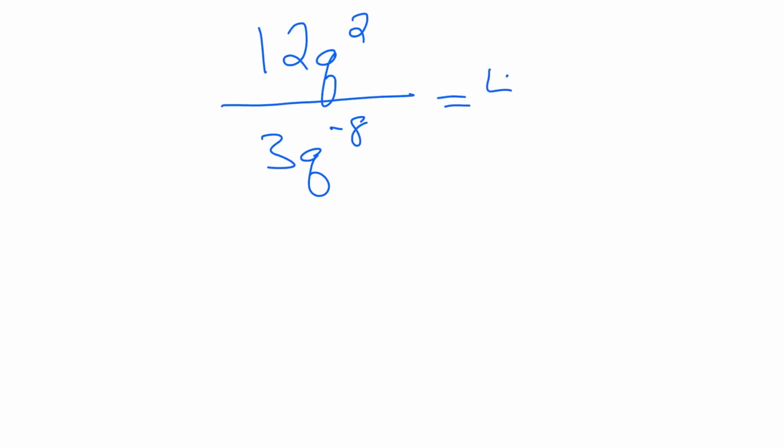But let's look at this whole thing one more time. 12q to the 2nd power over 3q to the negative 8th power all simplifies down to be 4q to the 10th power. Hey, I think you're probably ready to tackle any property or problem you see in your homework.